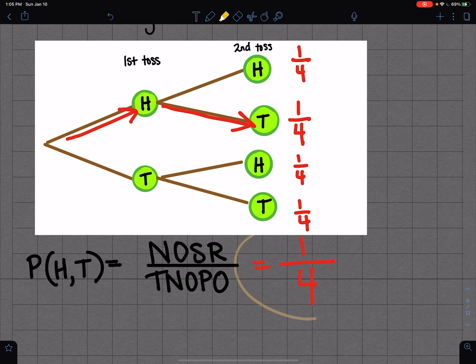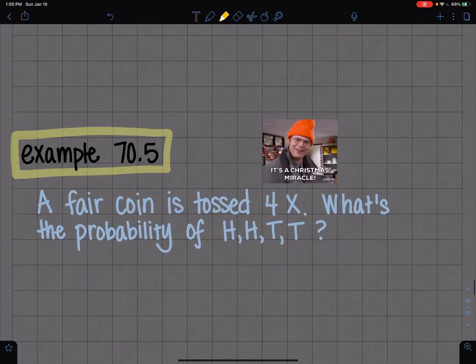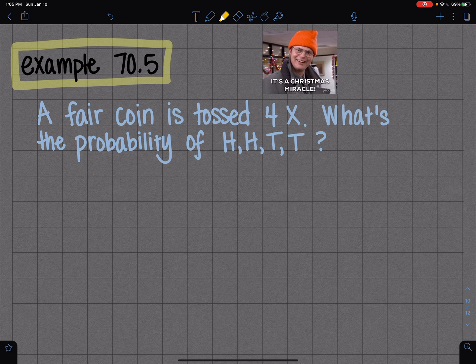So that's the answer of the probability of getting heads and then tails. And the key to remember is that if you want the probability of 2 things happening one after another, you multiply them together. So let's do example 70.5.